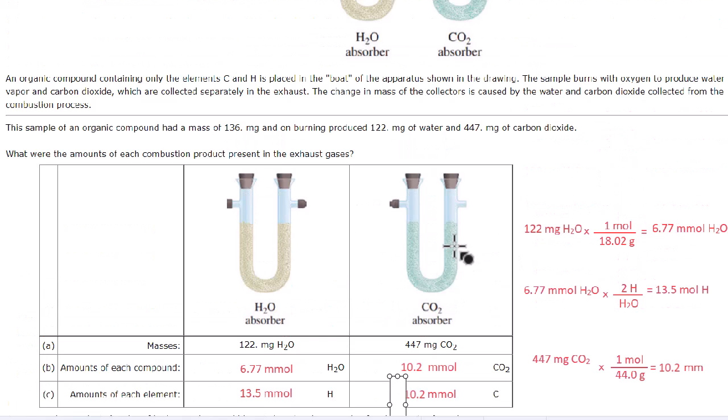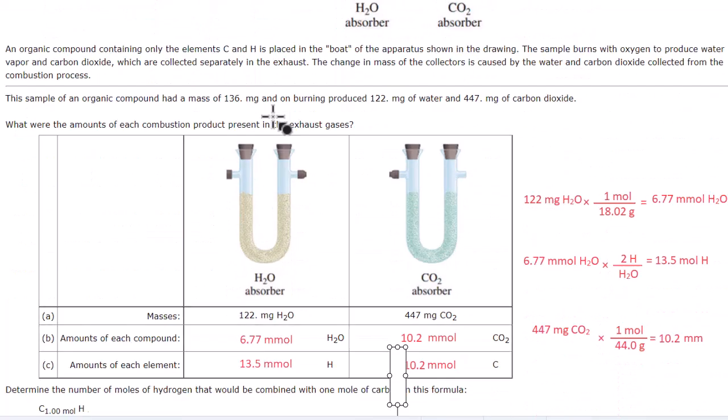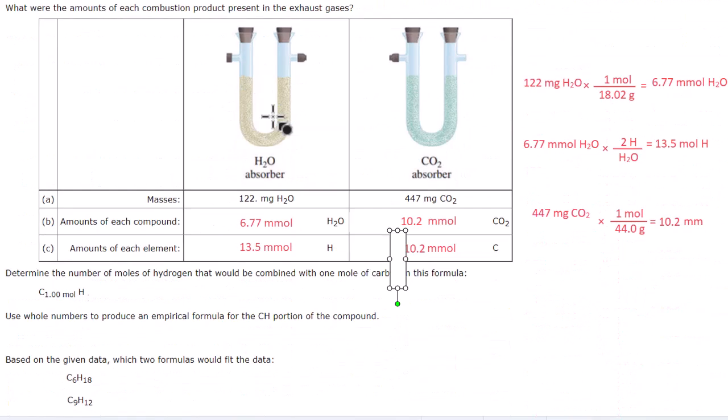Remember, our original problem was to find out the question mark here and the question mark here, the lowest whole ratios that we would have in the formula. And we've pretty much gotten to that level because right now we can see that in this formula there is going to be 13.5 millimoles of hydrogen compared to 10.2 millimoles of carbon.